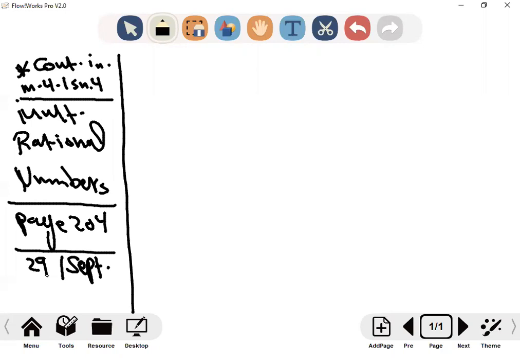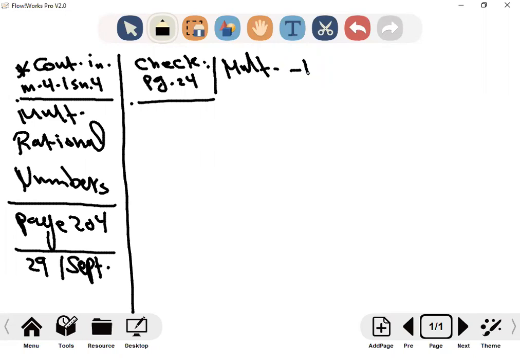So we are on the check, page 204. Multiply -1 and 7 over 8 multiplied by -2 and 2 over 5. Now the first mixed number is what? Negative. The second mixed number is negative, so the final answer should be positive.